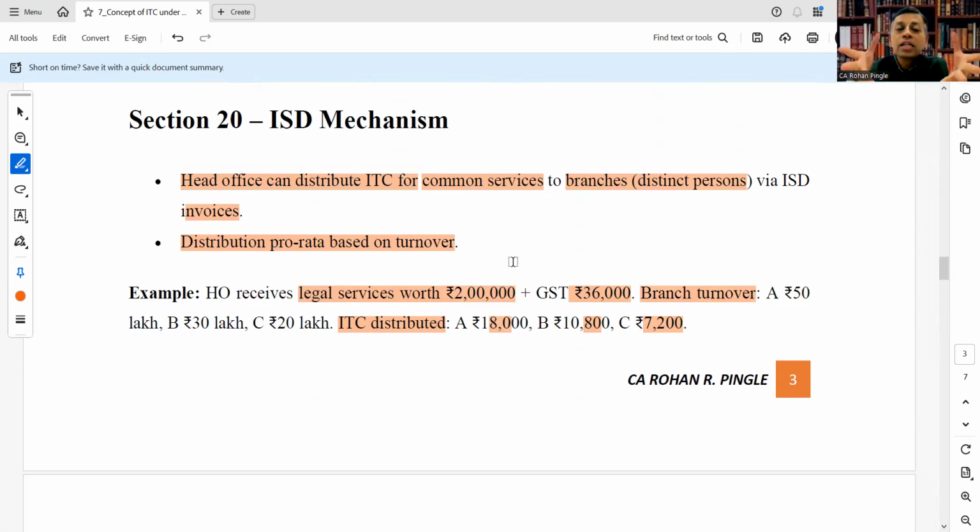So how does the ISD mechanism work? Head office can distribute ITC for common services to branches, that is distinct persons, via ISD invoices, and distribution should be pro rata based on turnover. Like in the example, HO receives legal services worth rupees 2 lakhs plus GST rupees 36,000. Branch turnovers A, B, C are 50, 30, and 20 lakhs respectively. Then ITC is distributed in that ratio 50, 30, 20. That is, 36,000 ITC will be distributed to A, B, and C as 18,000, 10,800, and 7,200.